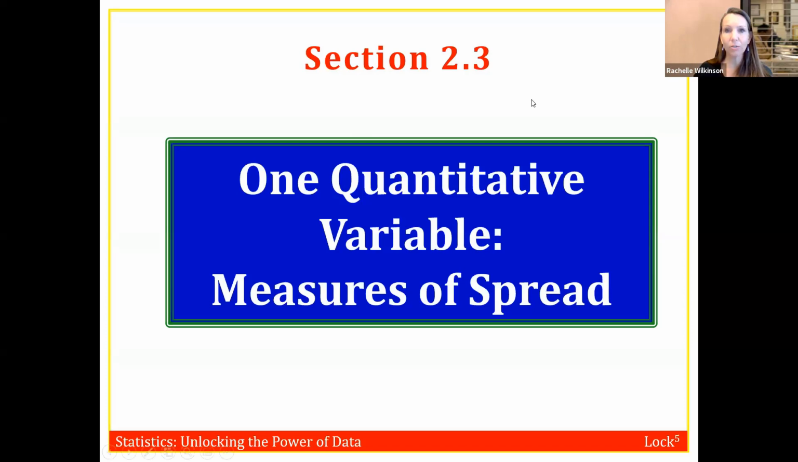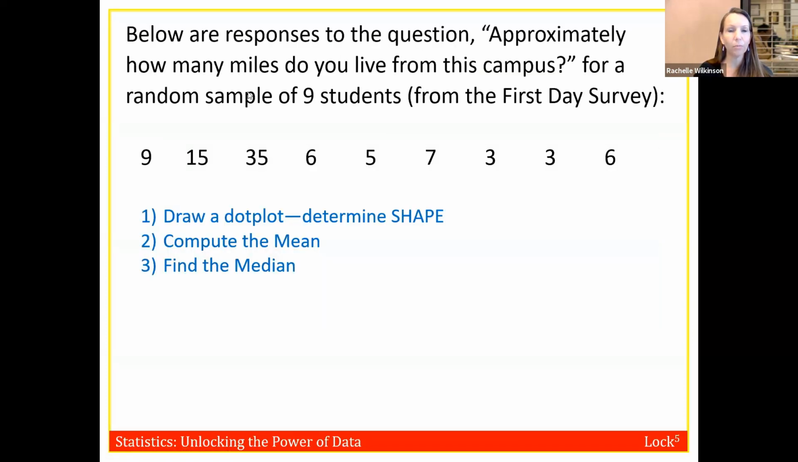I actually want to do a couple little review problems here to get us back up to speed, and then we're going to talk about measures of spread.